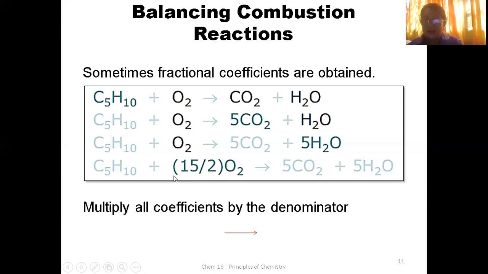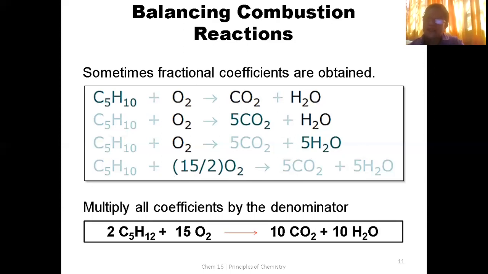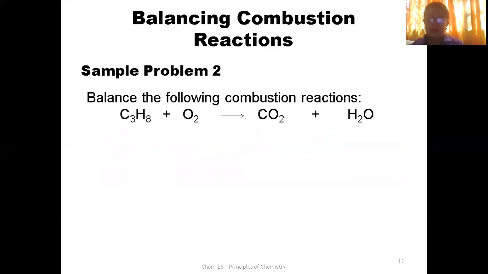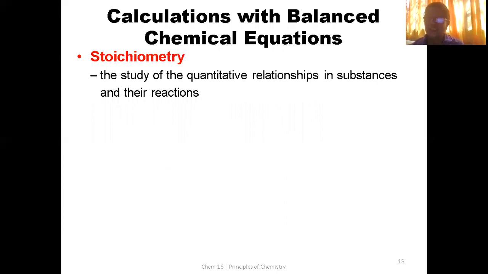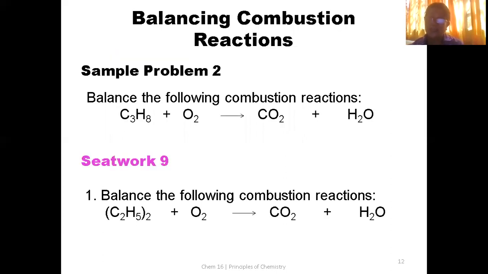Yeah? So this is a fractional coefficient. That is it. Not all the time is it a whole number. There are tendencies it has a fractional, but panagsara na siya. No? So this will be your, no, situate. Okay, this will be your assignment.